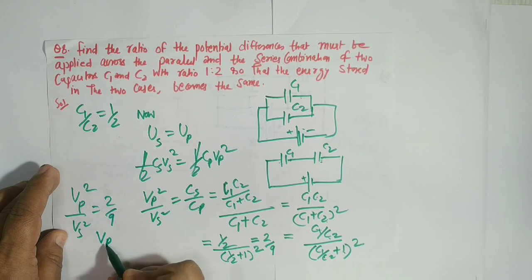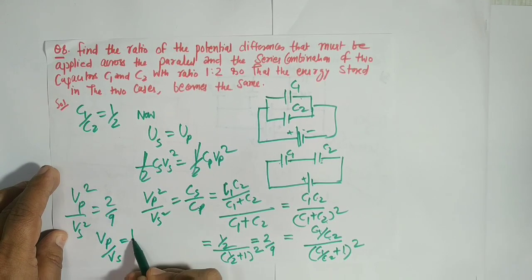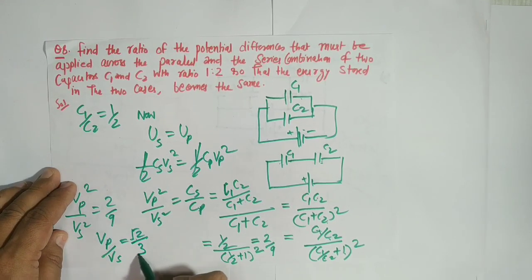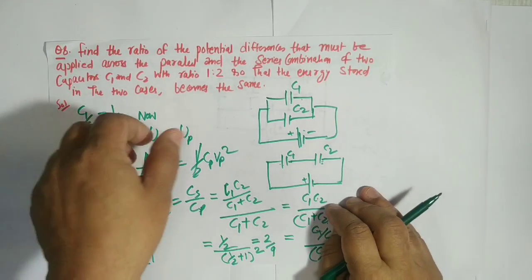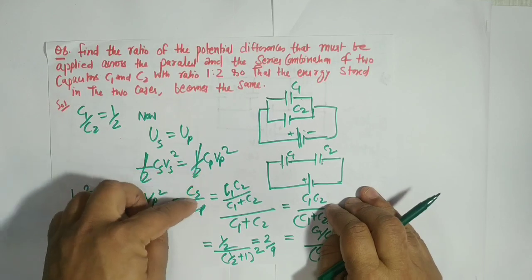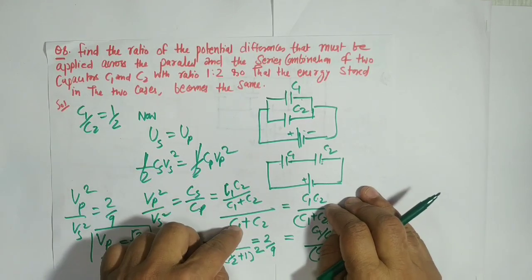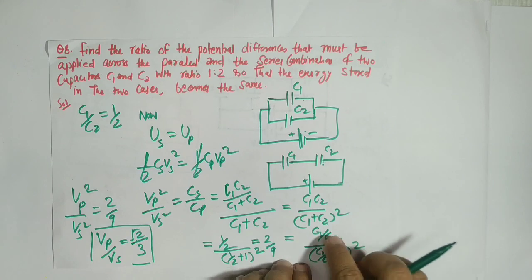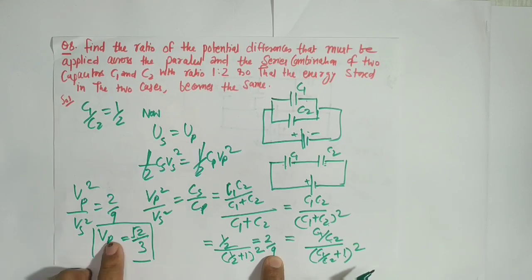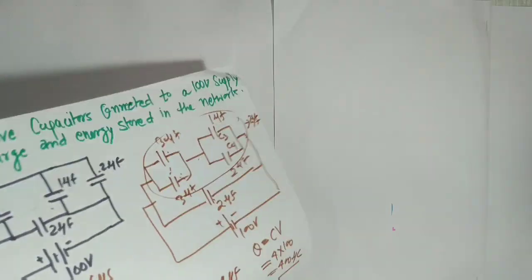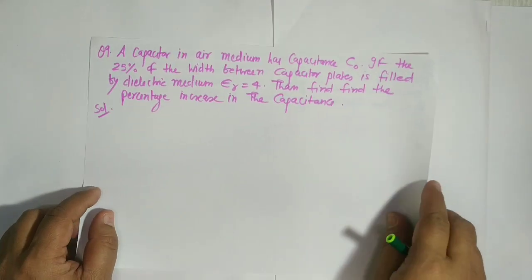Can I write what is Bp by Vs? Yes, it is square root 2 by 3. So this is the answer. Again repeating, capacitor ratio is given, energy is same. You have calculated the relation. Cs is this, Cp is this. Then you took C2 square outside, so that it can come in the form of this. Then put the values, and finally this will be the answer. So this was question number 7 and 8.